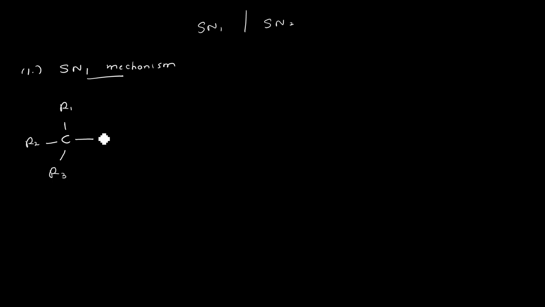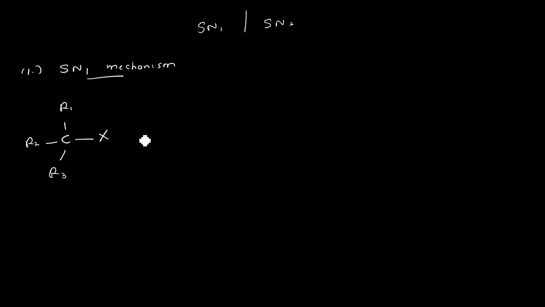SN1 and SN2 mechanism. First let's talk about the SN1 mechanism. In this case, I'm going to take a molecule just like this. Let's take R1, R2, R3, and here we have X. This X is the leaving group.